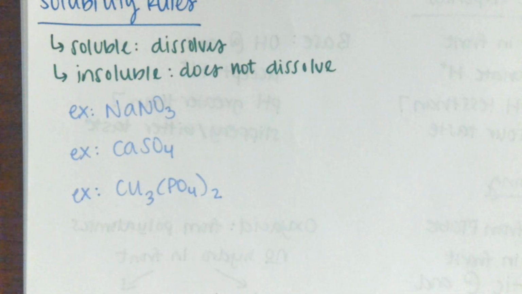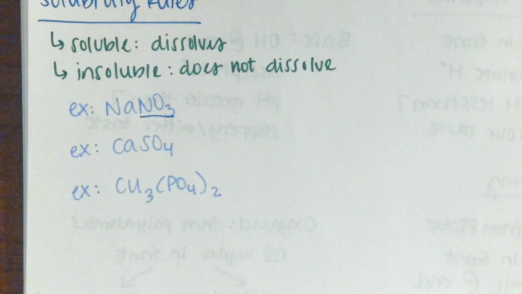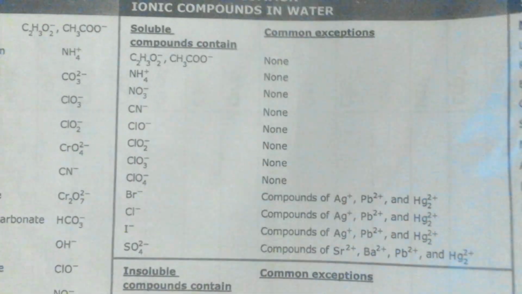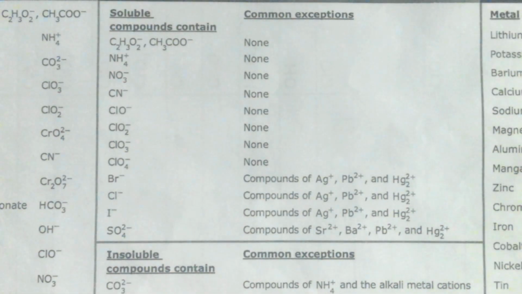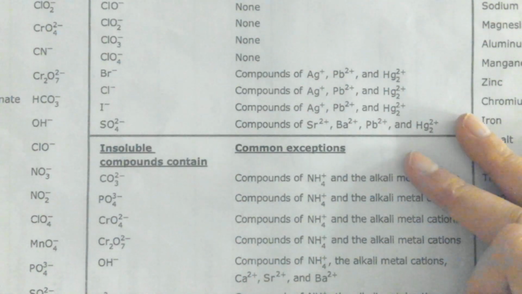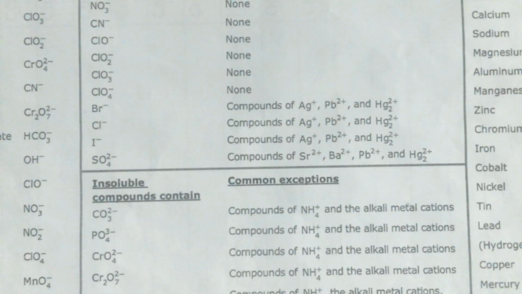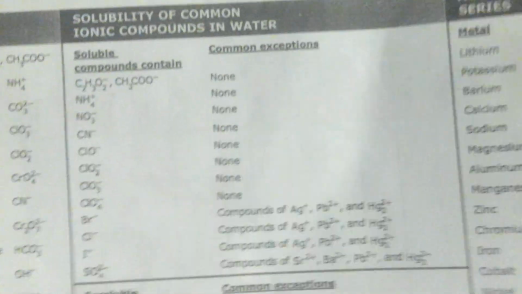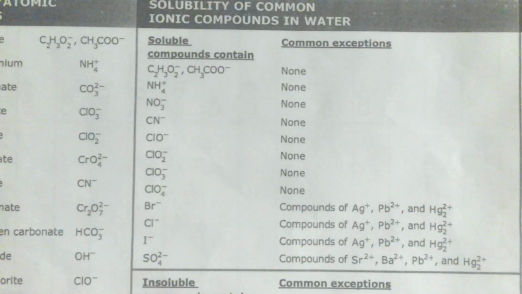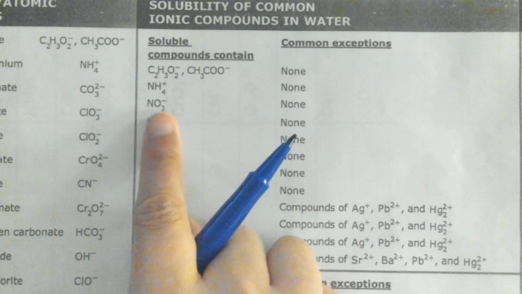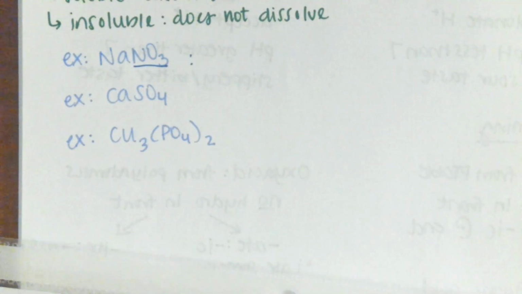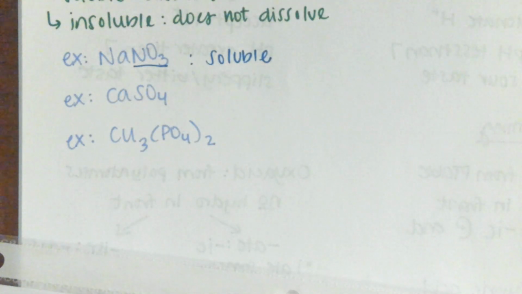Okay, so you always look at the last half of the compound, and you use your solubility chart. If you see here, this first half tells you it's soluble, the second half tells you it's insoluble. So if I look at NaNO3, NO3 is here, it is under soluble, and it has no exception. So it's soluble no matter what. Alright, so try to do these next two. Pause the video and check your work once you get it done.